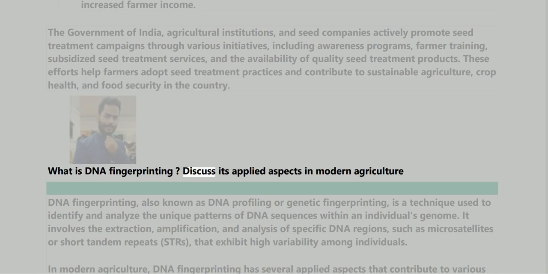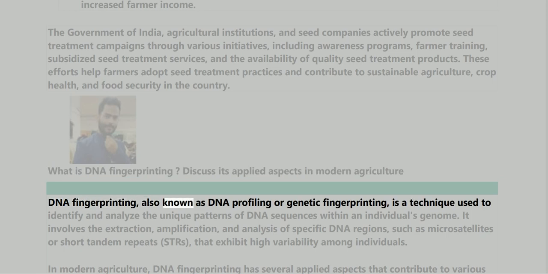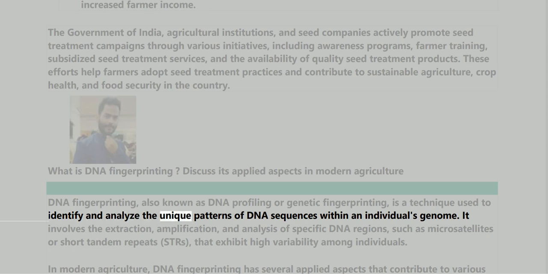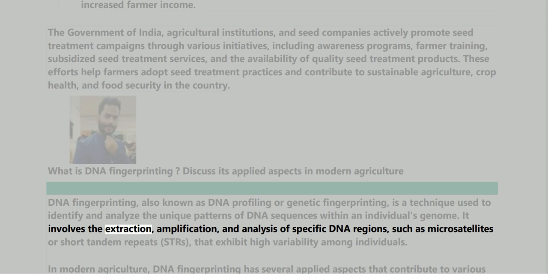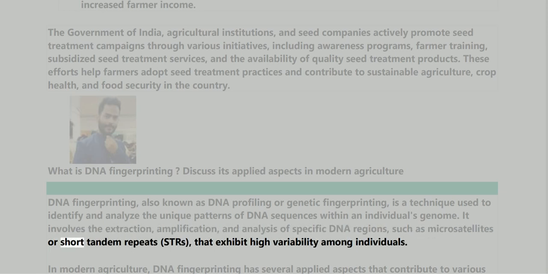Discuss its applied aspects in modern agriculture. DNA fingerprinting, also known as DNA profiling or genetic fingerprinting, is a technique used to identify and analyze the unique patterns of DNA sequences within an individual's genome. It involves the extraction, amplification, and analysis of specific DNA regions, such as microsatellites or short tandem repeats, STRs, that exhibit high variability among individuals.